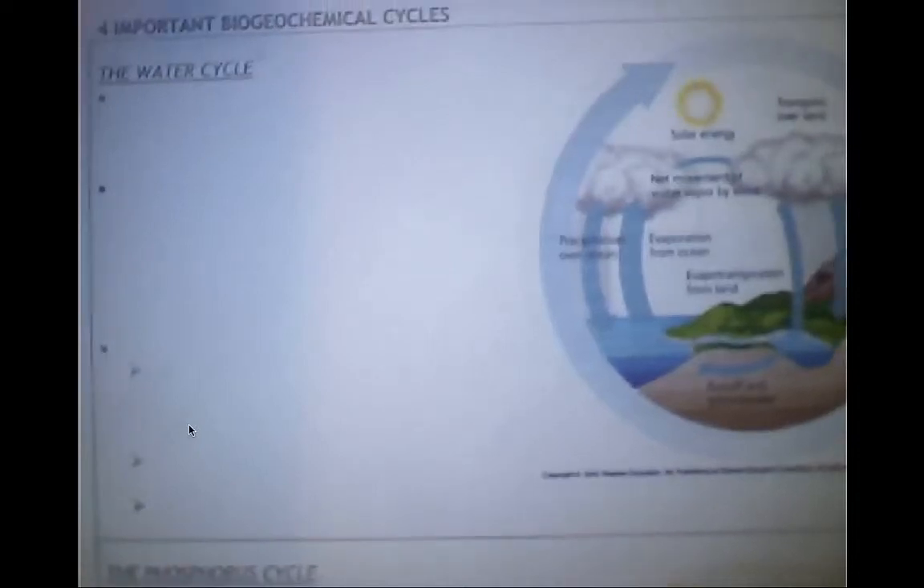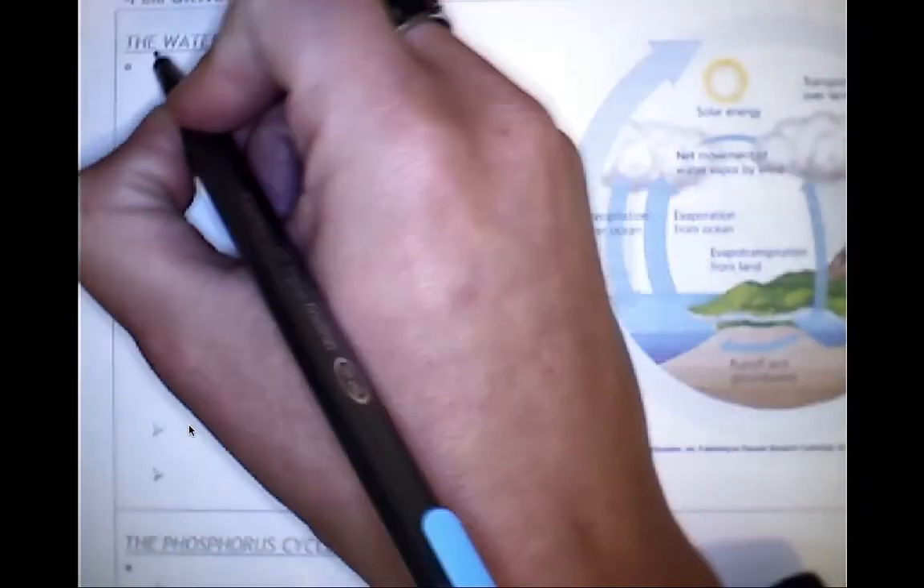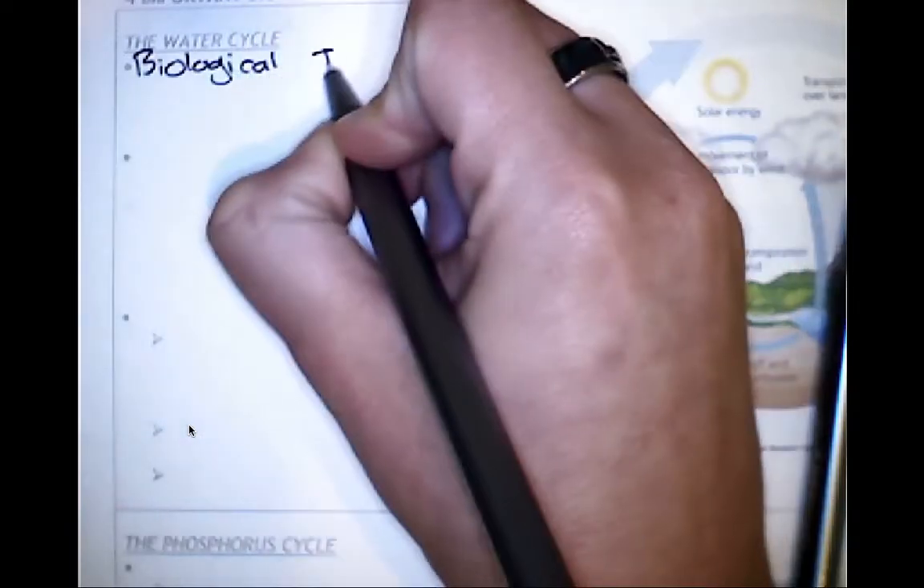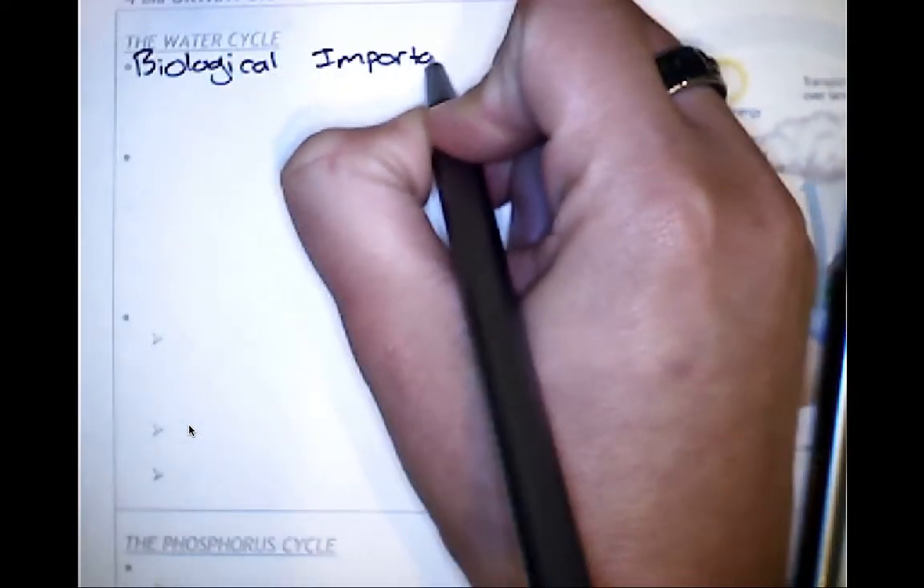Four biogeochemical cycles, or the four chemical cycles of life, okay? So we're going to start with the easy one, the water cycle, and you have this picture in front of you. For each cycle, we're going to look at a few factors, okay? The first thing we're going to look at is their biological importance. Why do we care about them? Why are we looking at these in biology, okay?